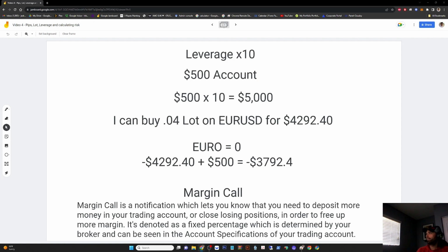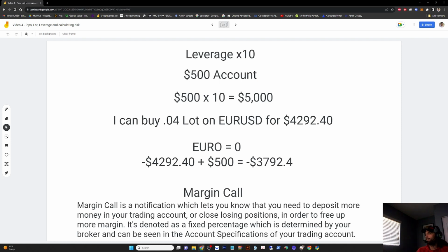Euro would likely never go to zero, but say it did. You'd be negative $3,792.40. You'd get margin called before that though. Margin call is the notification which lets you know that you need to deposit more money in your trading account or lose positions by closing them in order to free up more margin.